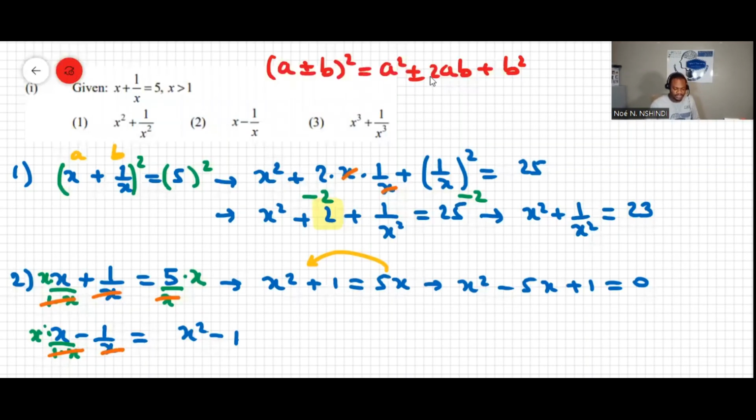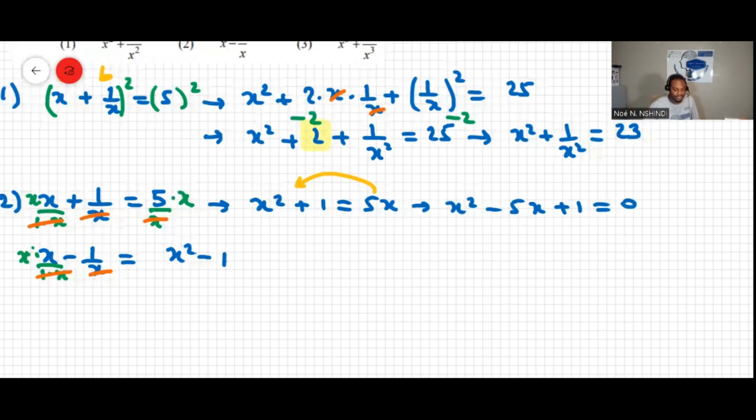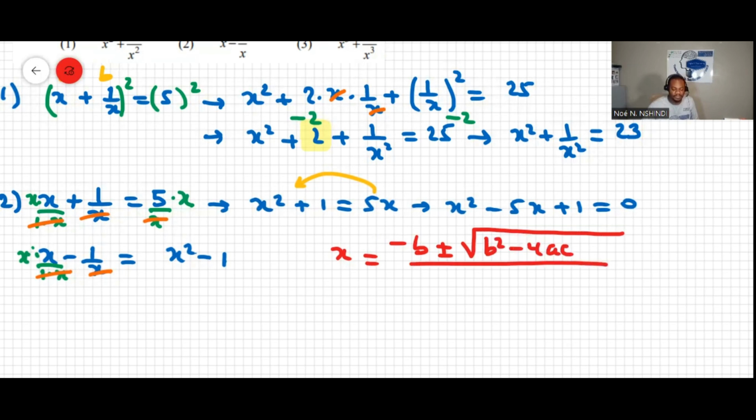Then we can get this answer by calculating here. Over here, we can use what they call the quadratic formula. It is given by x equals minus b plus minus square root of b squared minus 4ac, all over 2a, where the quadratic equation itself is ax squared plus bx plus c equals 0.